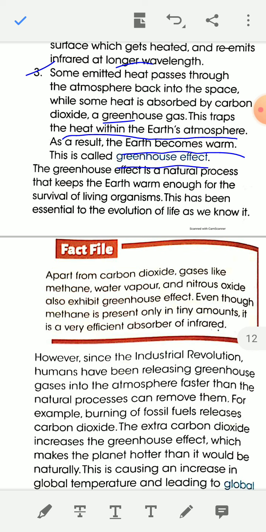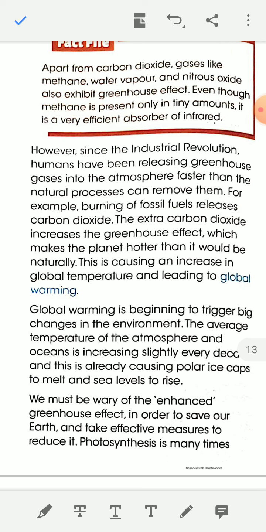The greenhouse effect is a natural process that keeps the earth warm enough for the survival of living organisms, and this has been essential to the evolution of life as we know it. However, since the industrial revolution, humans have been releasing greenhouse gases into the atmosphere faster than natural processes can remove them.